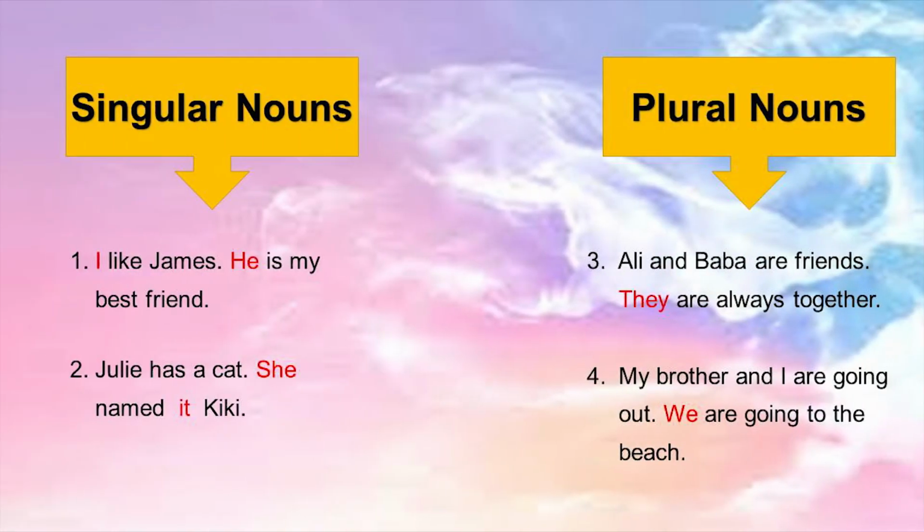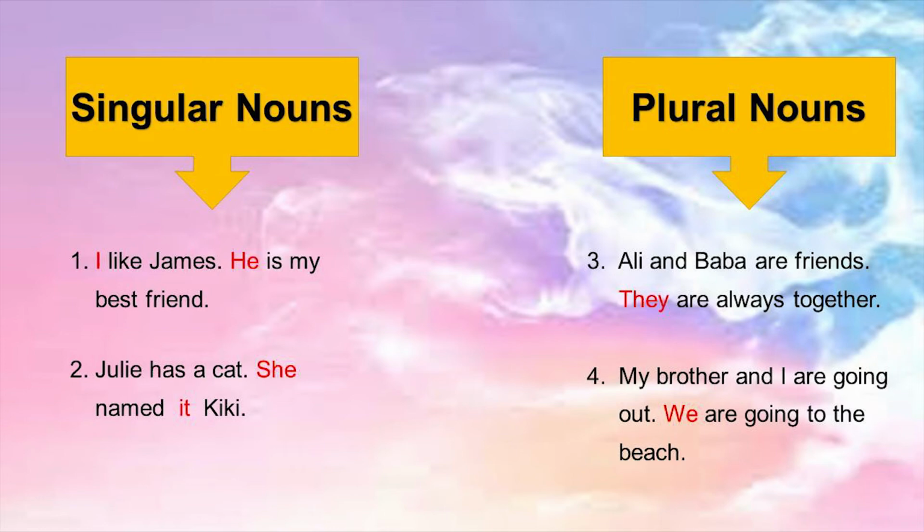Now let us look at the sentence number 1. I like James. He is my best friend. Sentence number 2. Julie has a cat. She named it Kiki. These two are examples for singular nouns.